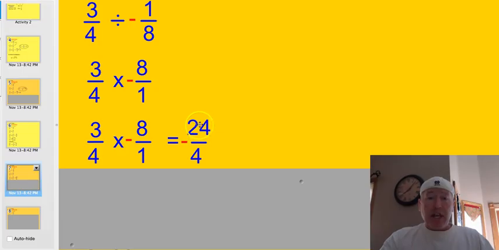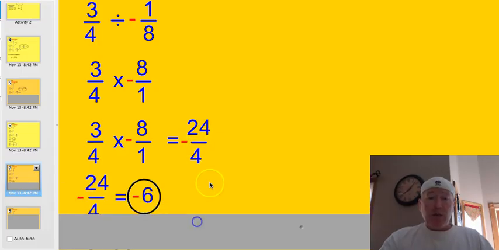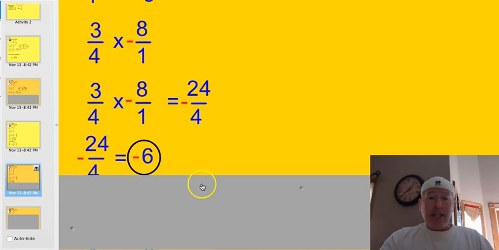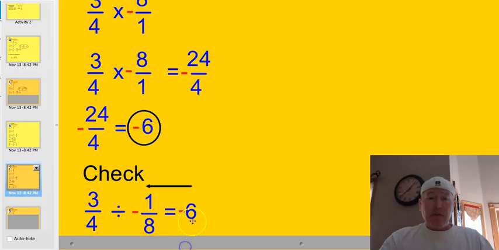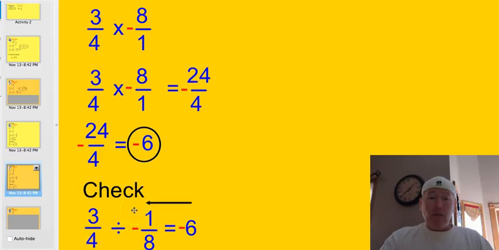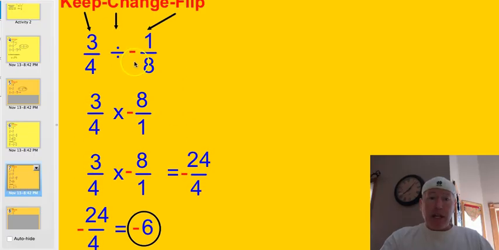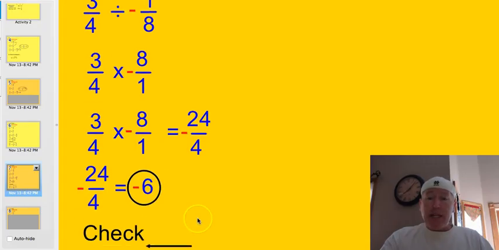So you have -24/4. And -24/4 is the same as a -6. Let's just check our answer here. We took a -6 times a -1/8, that would be -6/8, which is the same. A negative times a negative here would be a +3/4. Double check, we had a positive divided by a negative, so our answer should be negative.